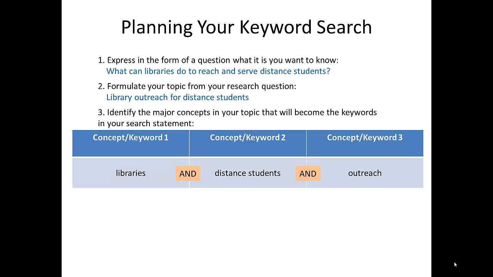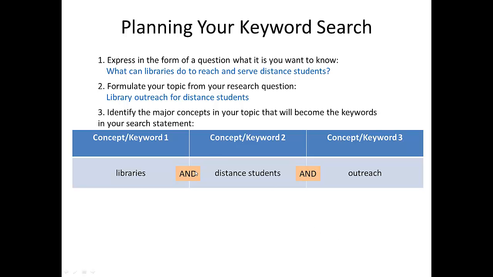Now let's pull the key concepts from our topic. There is room here for 3 key concepts, but sometimes you'll have more and sometimes you'll have less. My key concepts, or the keywords I'm going to start with, are libraries, distant students, and outreach.